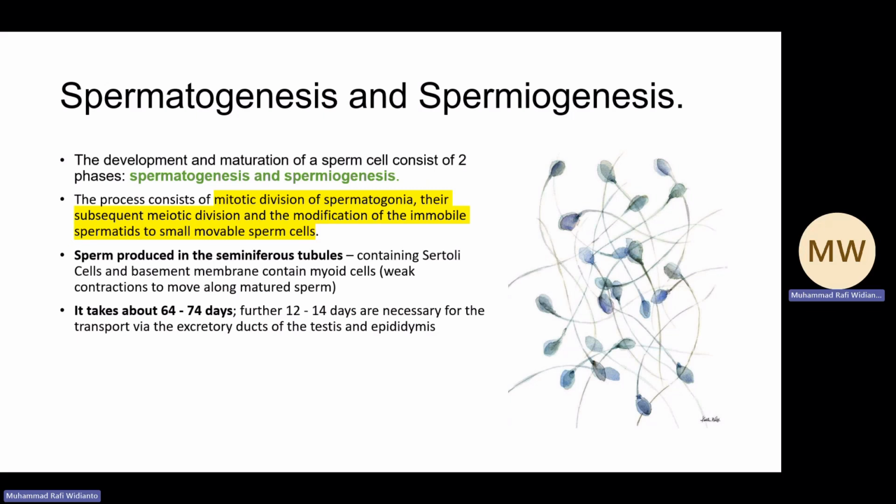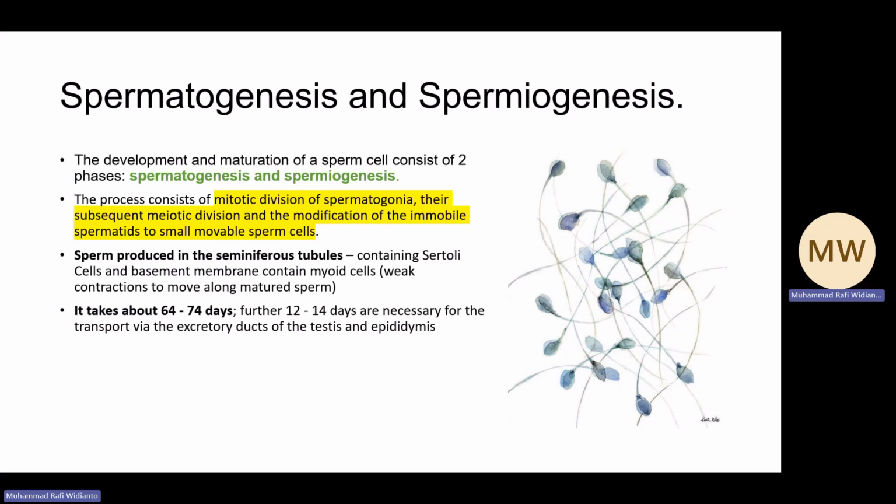And then, as we all know, sperm is produced in the seminiferous tubules containing Sertoli cells, which are these columnar epithelium cells, which are supporting cells because they nourish the developing sperm. And the basement membrane also contains the myoid cells, which basically elicit weak contractions that move along matured sperm. It takes about 64 to 74 days, and a further 12 to 14 days are needed for transport through the excretory ducts of the testes and the epididymis.